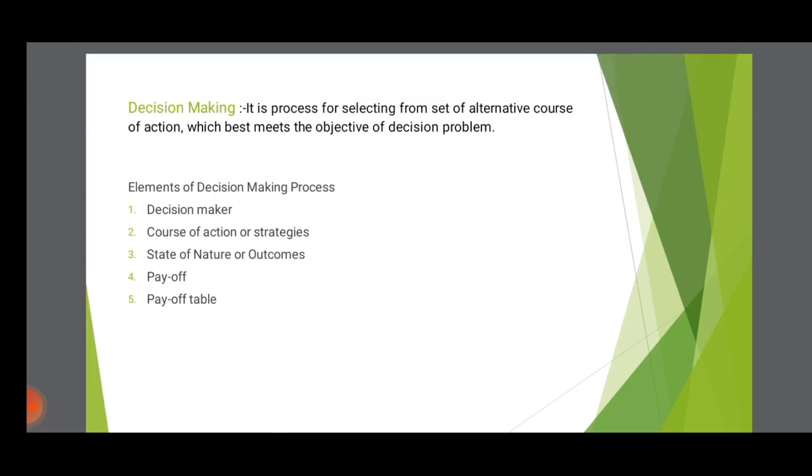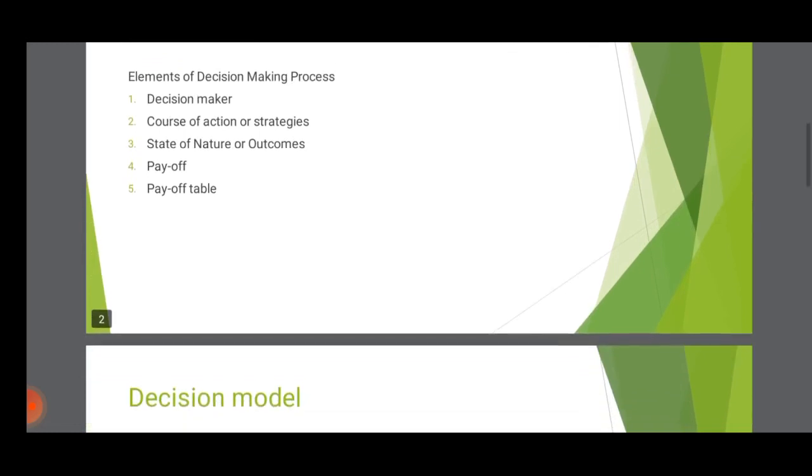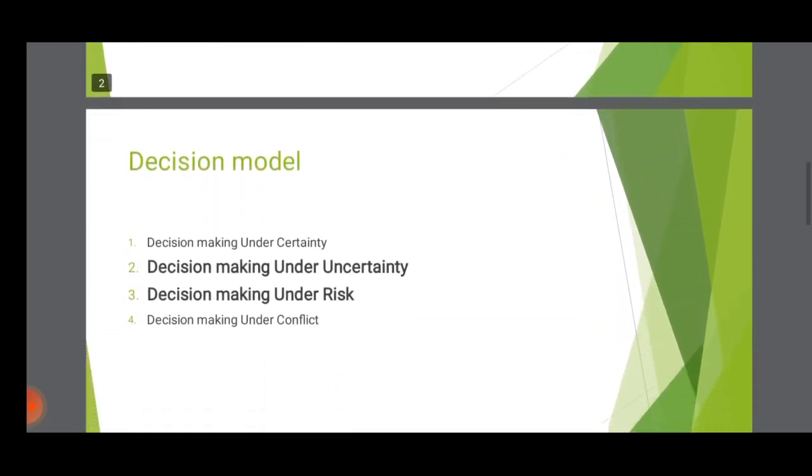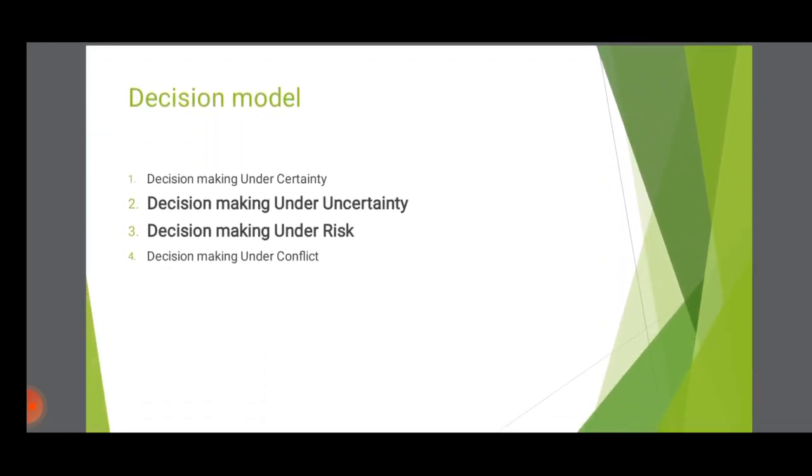Next point, payoff table. It lists a set of payoffs for the given strategies along with all states of nature that are mutually exclusive and collectively exhaustive. Next point, decision model. Decision model is the process concerned with making an optimal choice from a given set of alternatives.